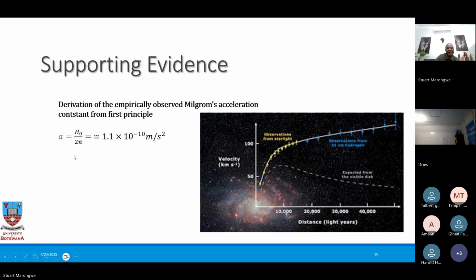Also, they have noticed that galaxies begin to rotate at the same speed after the acceleration around the center of the galaxy reaches this small value, 1.1 times 10 to the power minus 10 meters per second squared. This is derived from the Ricci soliton hypothesis. It's derived, whereas in most models it's included because it's made from observations.